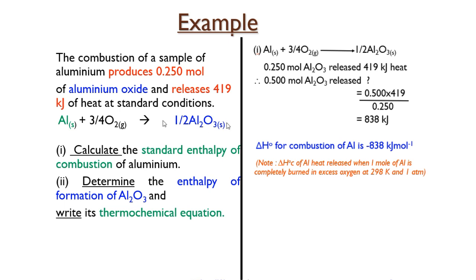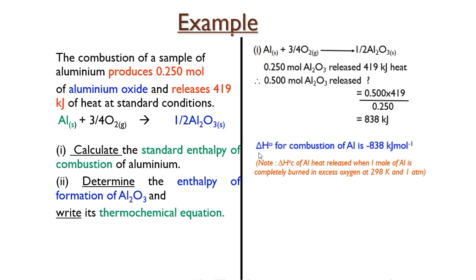So meaning that the standard enthalpy of combustion of aluminium, this one, the 1 mole of aluminium is equivalent to 0.5 aluminium oxide. That's why the enthalpy released, we can calculate based on the mole of aluminium oxide. So the enthalpy of combustion of aluminium is negative 838 kilojoule per mole. If you notice, when we perform the calculation, the negative sign is not here. But since you know the definition of combustion is heat release, and it's an exothermic reaction, when you make the conclusion it must be negative.